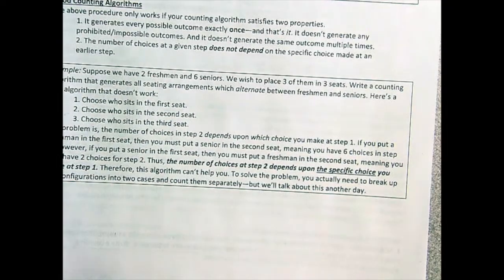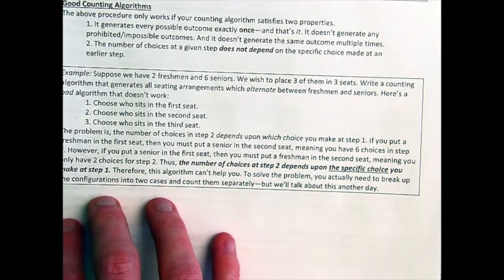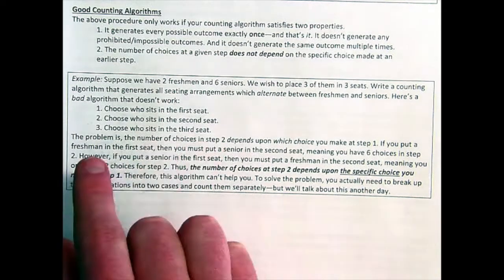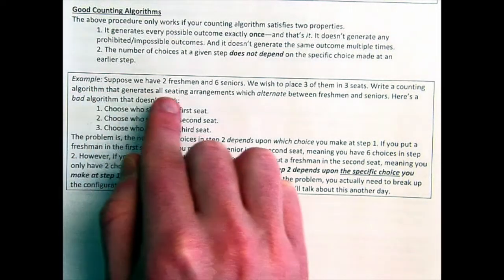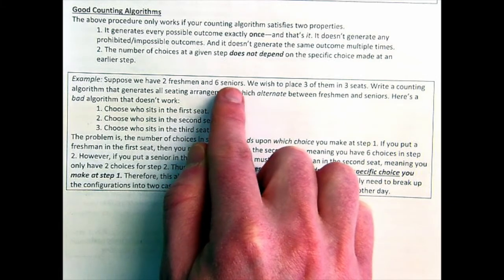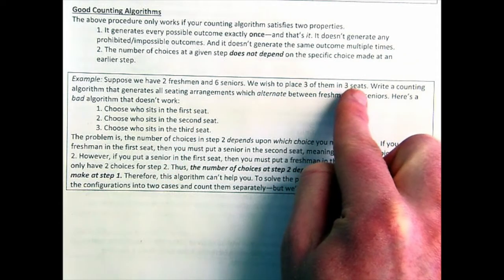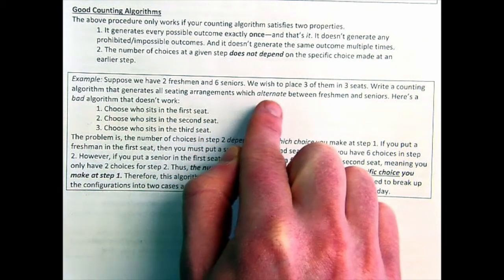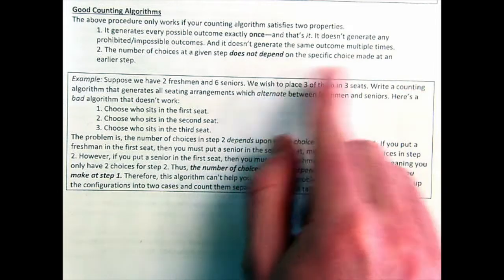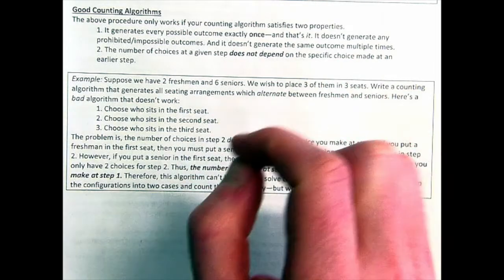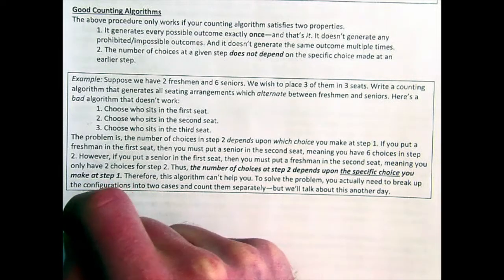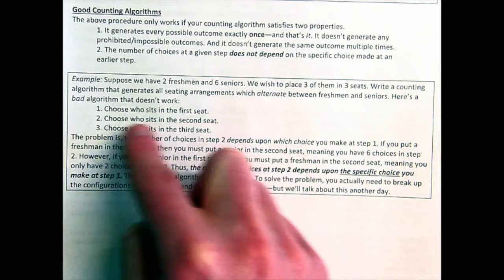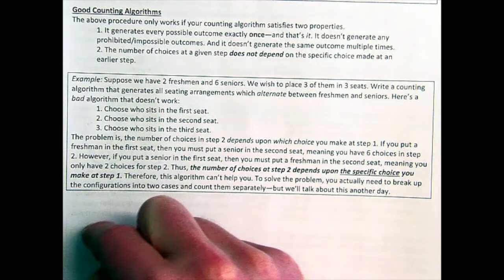Okay, let's take a look at an example of basically a bad algorithm. Example: suppose we have 2 freshmen and 6 seniors. We wish to place 3 of them in 3 seats. Write a counting algorithm that generates all seating arrangements which alternate between freshmen and seniors. So freshman, senior, and so on. Here's a bad algorithm that doesn't work. Step 1, choose who sits in the first seat. Step 2, choose who sits in the second seat. And step 3, choose who sits in the third seat.